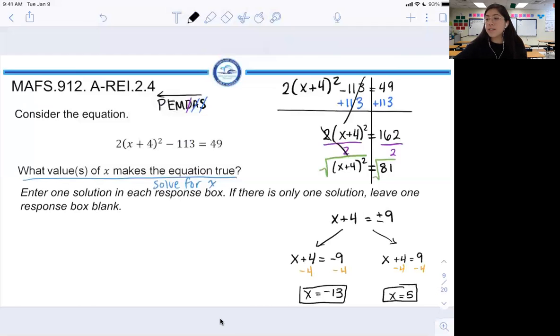So this was basically solving an equation, but it was a quadratic equation. That step where we had to take the square root was very, very important. When you take the square root, the most important thing is that you get the positive answer and the negative answer, and you have to split it up to get both answers.